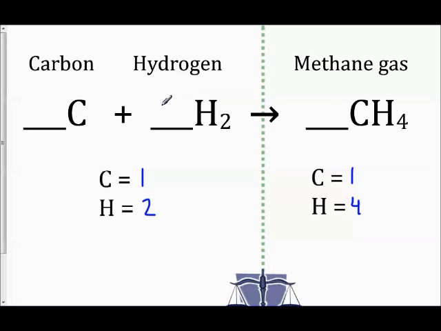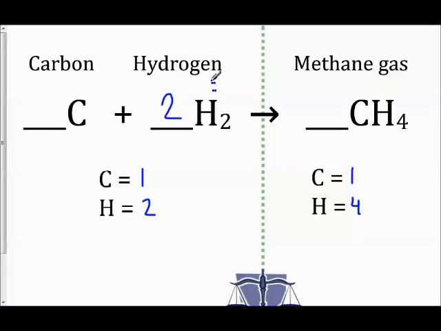Well, if we put a 2 in front of here, we now have 2 molecules of hydrogen. Think of this as having a H2 molecule that looks something like this: a couple of little hydrogen atoms stuck together. If we have 2 of those molecules, now it looks like that.